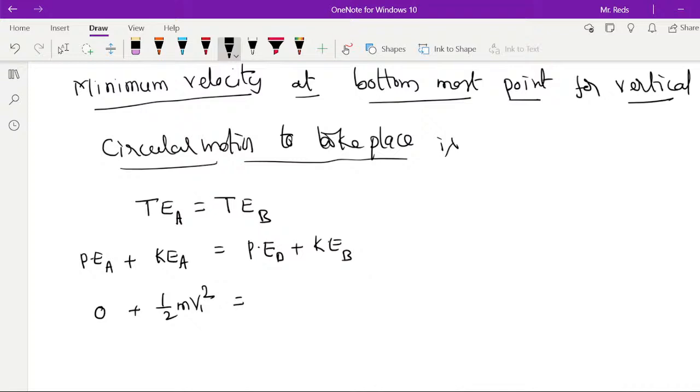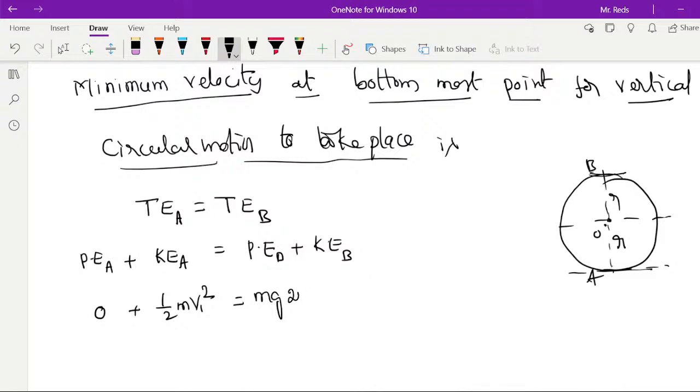As for B, you can draw this vertical circle with center O, and this is one diameter, this is another diameter, this is point A, this is point B. The bottommost point, and it is the topmost point. If its radius is r, this is the reference level. From here to here, what is the height when it is raised to this? This is radius, this is radius. So r plus r, 2r will be the height. So this is mgh, h is nothing but 2r.